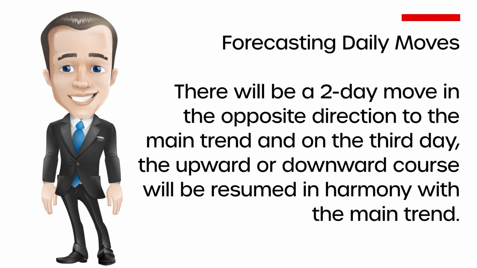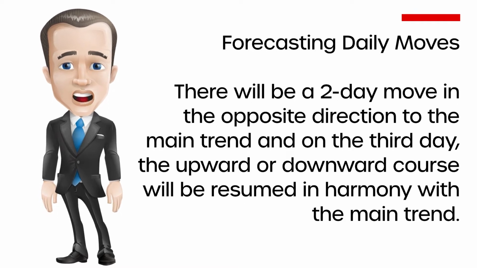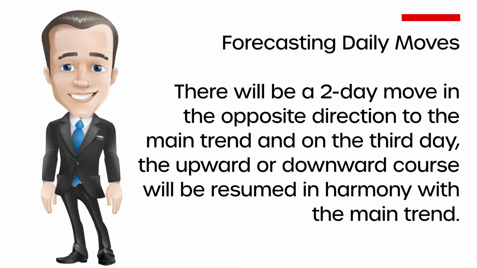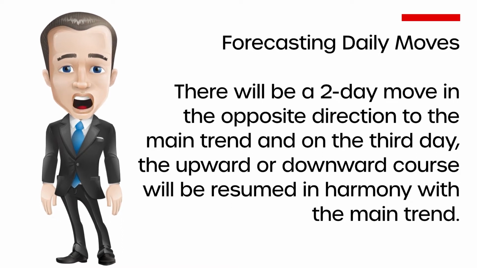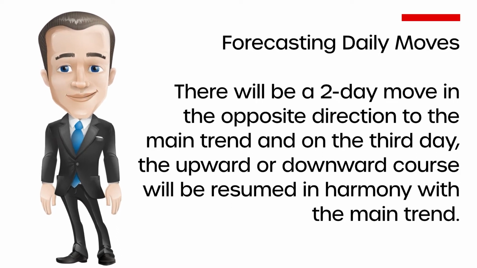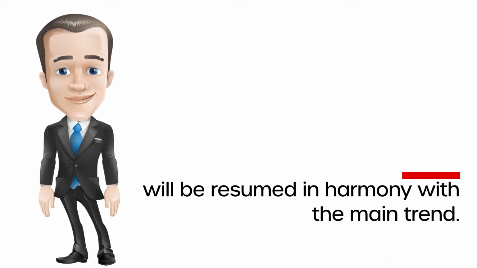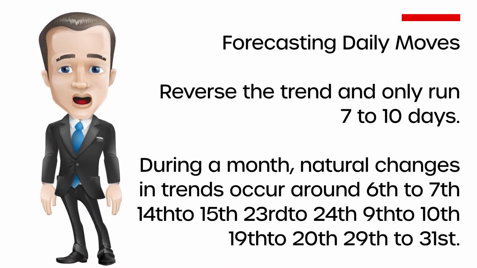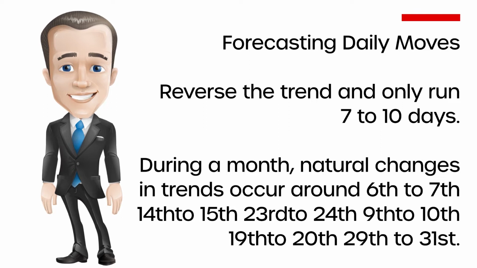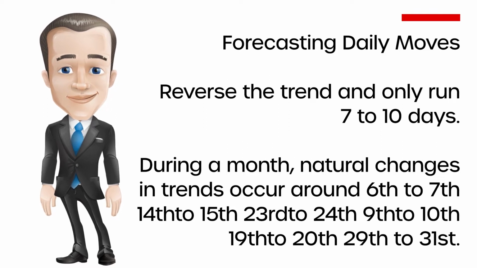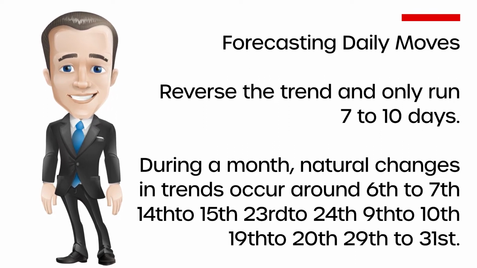What Gann is saying is that, let's say we are in a bull market, and then we have a correction. This correction in fast markets will last 2 days, and going into the third day, it will reverse on you. So it's all based on the notion of threes. Next, a daily movement may reverse the trend and only run 7 to 10 days, then follow the main trend again.